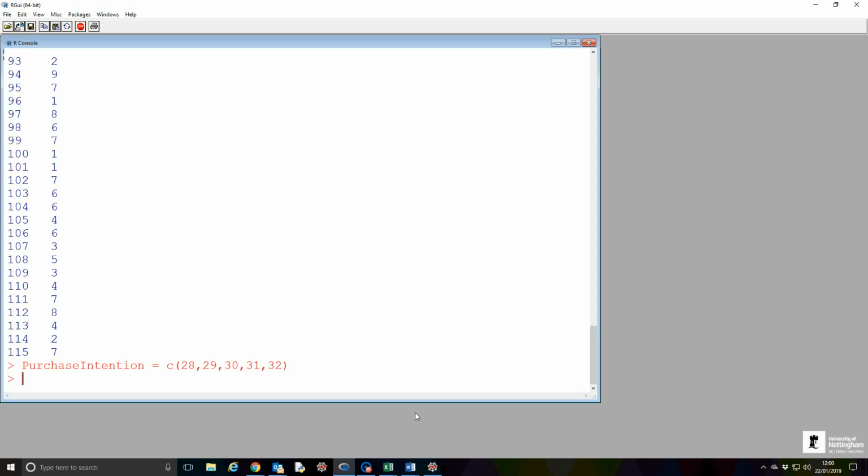Okay, but we're not going to do that. We're just going to look at one factor which we've almost justified theoretically, in a sense. Exactly. The survey was designed to measure purchase intention through 5 items.